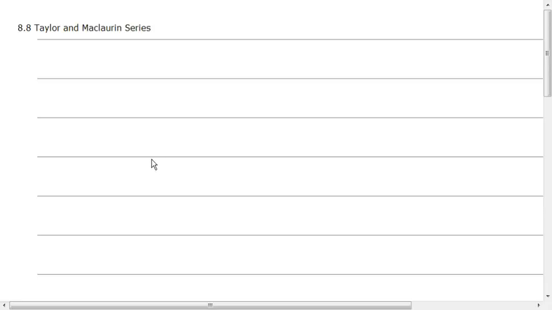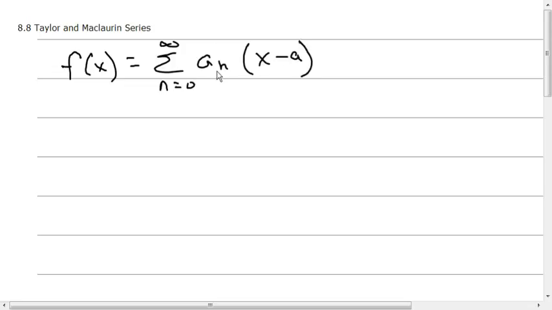Okay, section 8.8, Taylor and Maclaurin series. Now in previous sections we saw that we could define a function that's equal to a power series, an infinite series from n equals 0 to infinity of a_n times (x minus a), with a series of coefficients multiplied by this term raised to the nth power. We're centered at little a, and we have these coefficients. And we decided that that's a function.